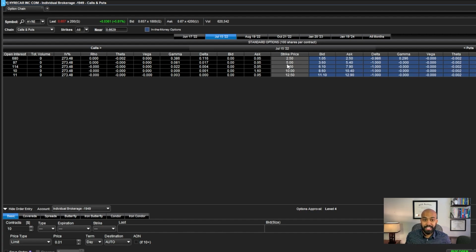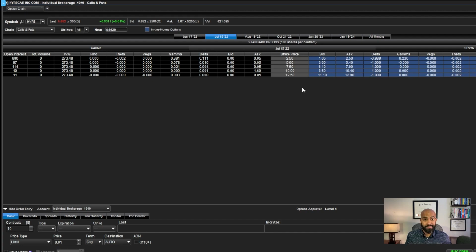So if you want to sell a $5 put, the highest someone is willing to pay for that is $3.60. If you want to buy the $5 put, the lowest someone's willing to sell it to you is $5.40. You see how wide the spread is? So these are things you definitely want to avoid. If you're using a market order, you're going to get filled at this $5.40 immediately if you're buying. And if you're selling, you'd get filled at this $3.60 immediately.